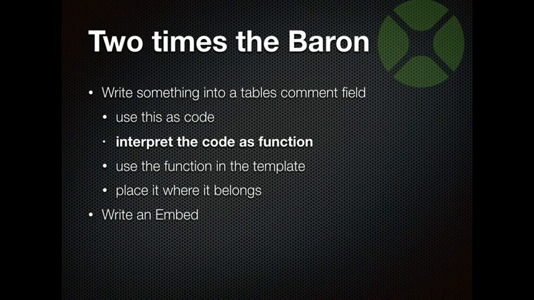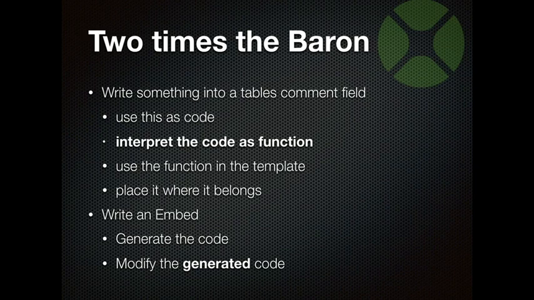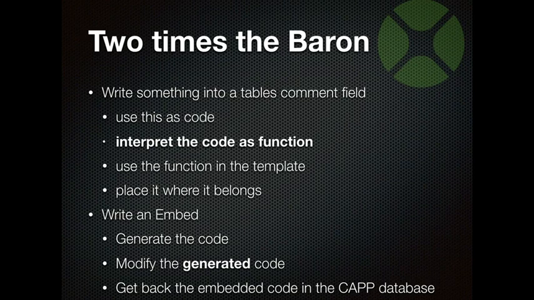Second is, write an embed. So I told you I write an embed. I write the embed and put it over into the code. I didn't show you how it worked. Generate the code and then modify the generated code in Xojo. There I can see, okay, I have a template, and if I modify the code which is in the template, afterwards CAPP picks it up and puts it in the embed database. That means it goes back again. You generate something, you work in Xojo, and you press a button in CAPP, and you get all the modifications back, net, without the rest of the skeleton. You get back the embedded code in the CAPP database.